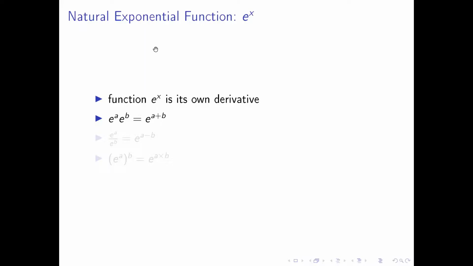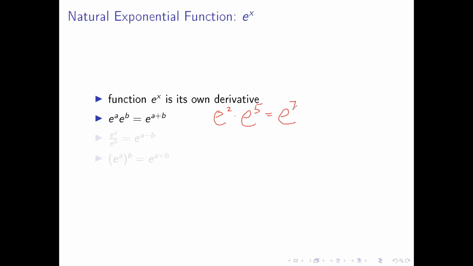And this is called the product rule. So I can give you an example, right? e raised to the power of 2 multiplied by e raised to the power of 5. What is that equal to? Equal to e raised to the power of 7.